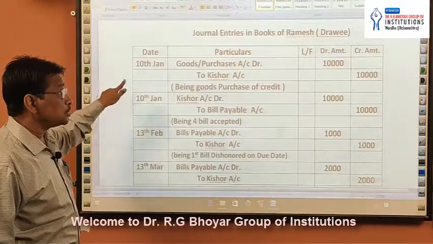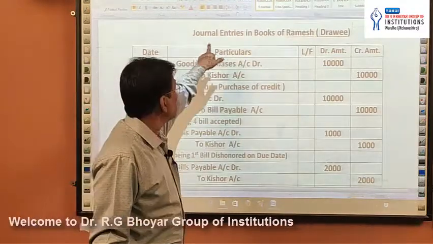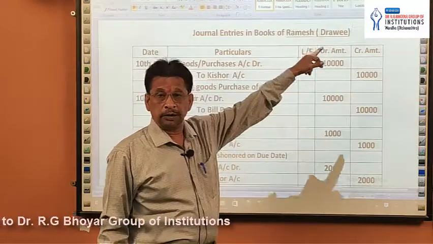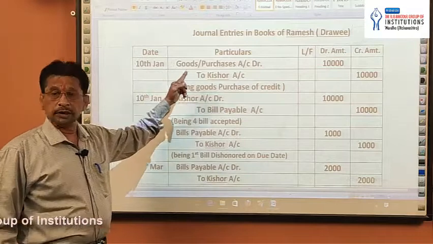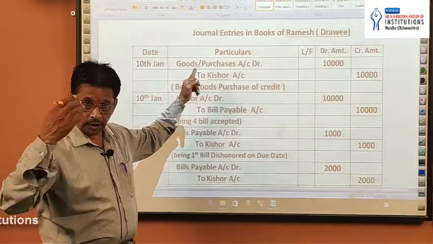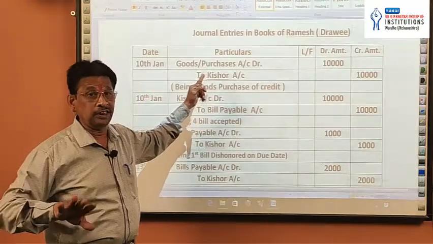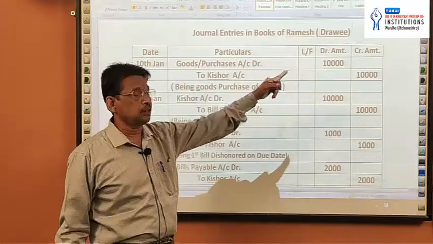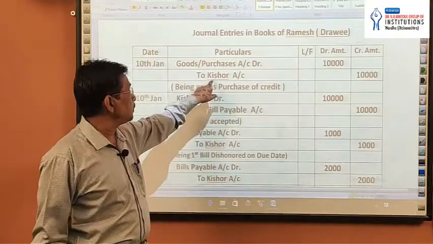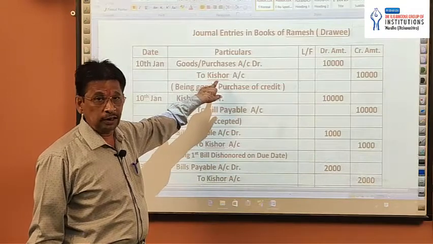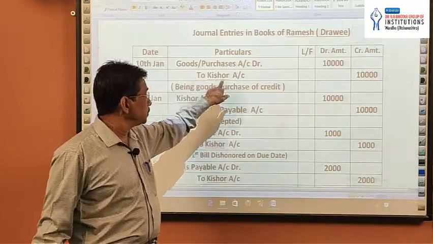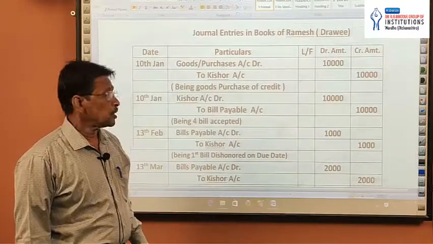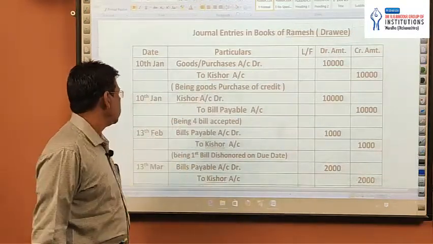But what about the drawee? Journal entries in the books of Ramesh. Ramesh is the drawee. On 10th January he purchased goods. Goods come in, debit what comes in. Therefore goods or purchases account debit 10,000 and credit the giver. Kishore sold goods on credit to us. So to Kishore account 10,000, being goods purchased on credit.